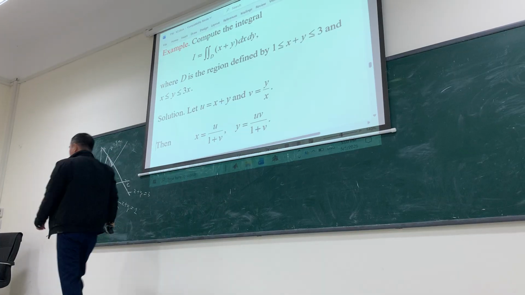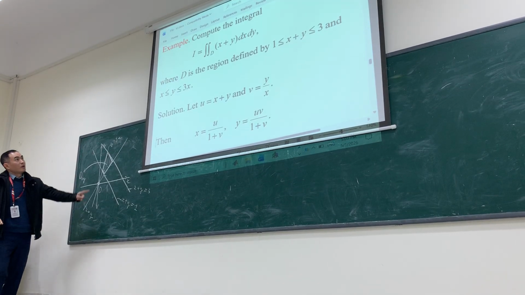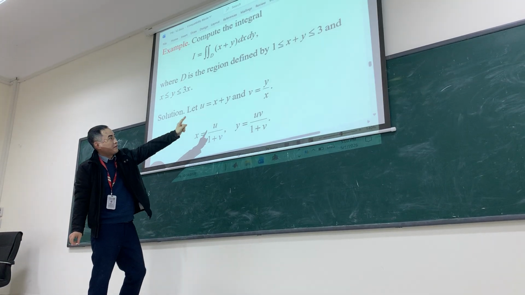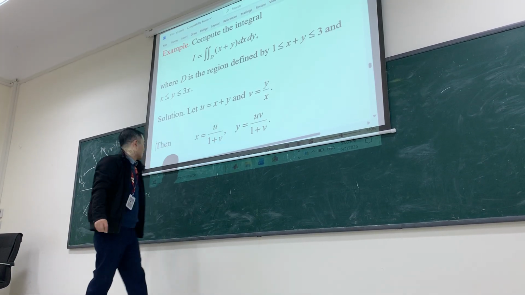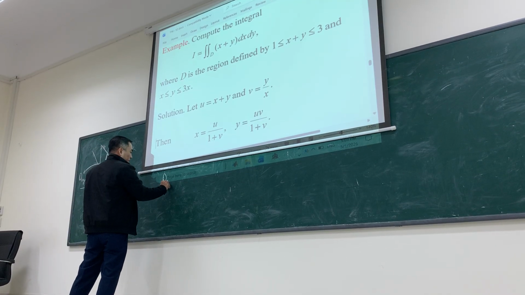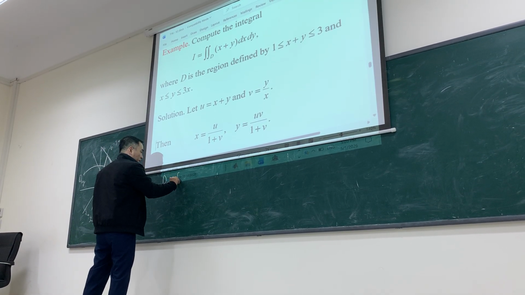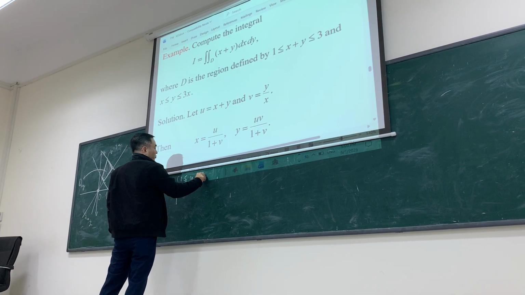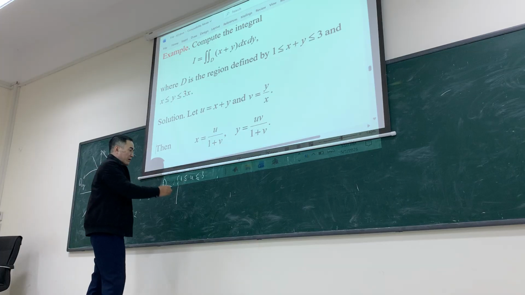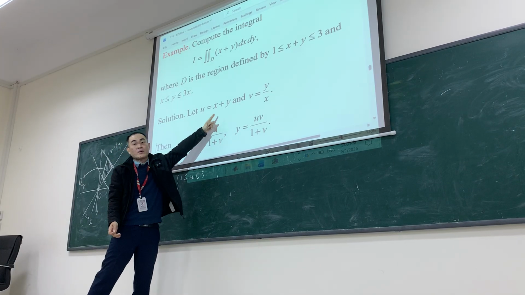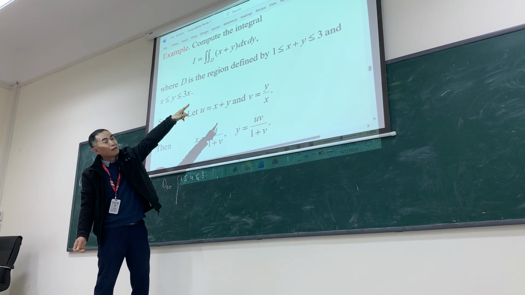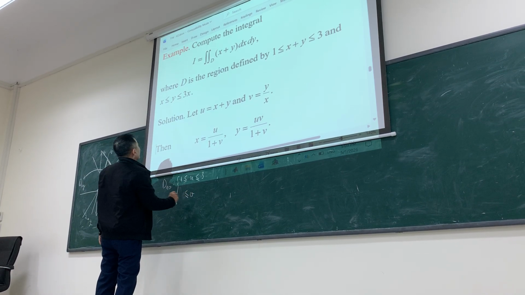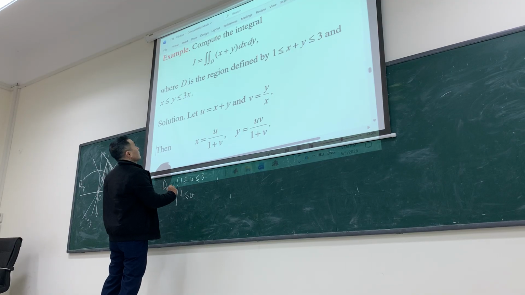Okay, when we change variable, if we apply the formula here, we take U equal X plus Y, V equal Y over X. We have the domain with respect to UV: U is between 1 and 3, since U is equal X plus Y, and V is greater than 1, 2, 3.